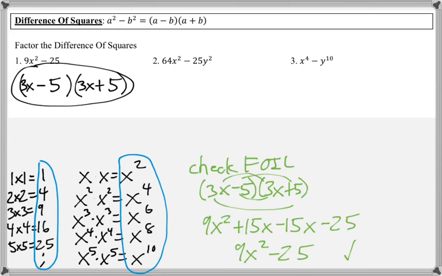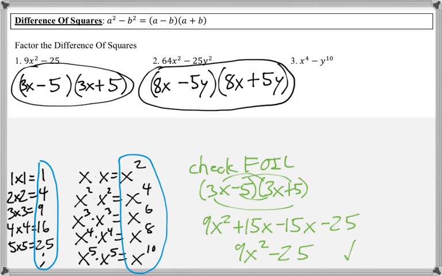Okay, let's look at number 2. I'm going to put two parentheses, one with a minus, one with a plus. And I need to ask myself what times itself gives me 64x squared. That would be 8x. It's kind of like you're taking the square root of it. 25y squared, what times itself gives me 25y squared? That would be 5y. So I want to put one copy there and one copy there. And that will be my answer.